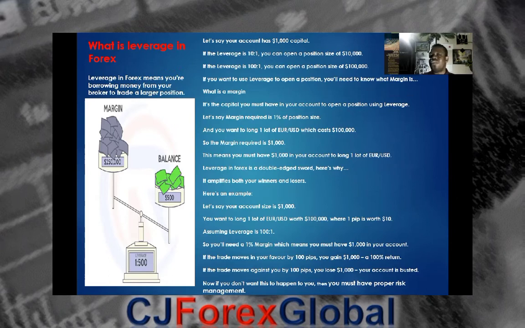So those leverage will be counting. Your own contribution is only 1%. The rest is coming from your broker, so that in the forex market, when you are placing a trade, it will look as if you are coming with big money. But whenever the loss and profit is counting, it will be counting on your capital.